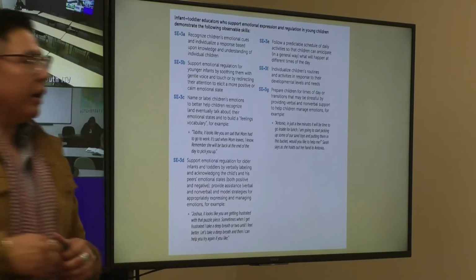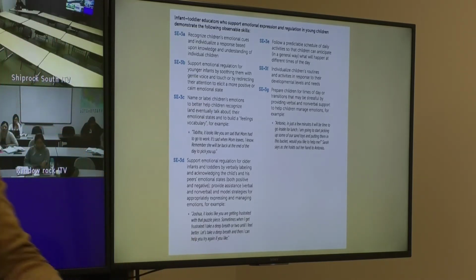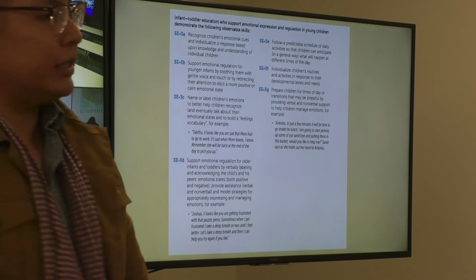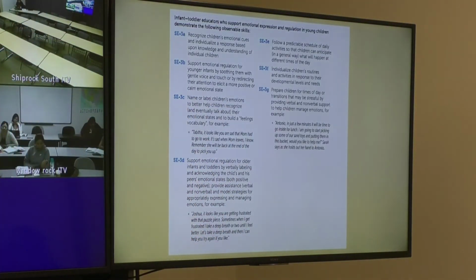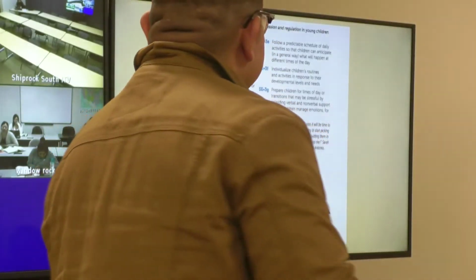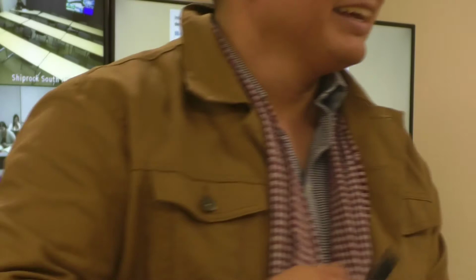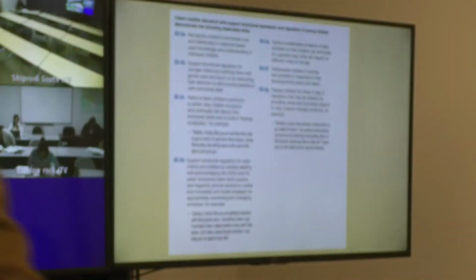Number 3G, prepare children for times of day or transitions that may be stressful. Again, within that, say for example, taking your child to daycare, is that stressful for the child at times? Yeah. And we see that a lot. We see a lot of parents saying, just go play, you're gonna have fun. Child's like, what? I'm not ready for this. Just go, we have to go to the bingo tonight. Hurry up, get out. Go to grandma's. I was like, what? We don't want to do that. We don't want to traumatize a child.